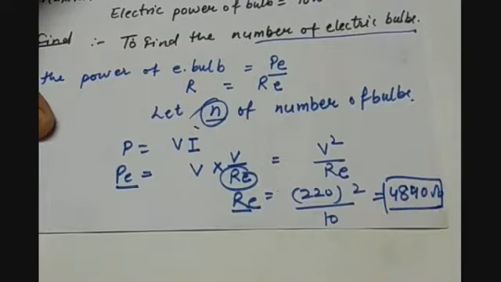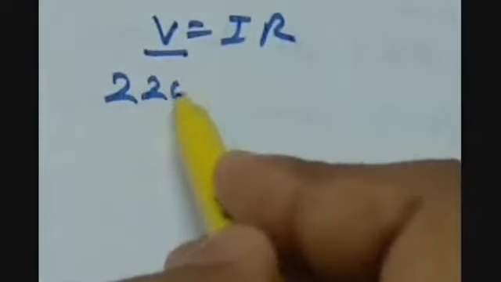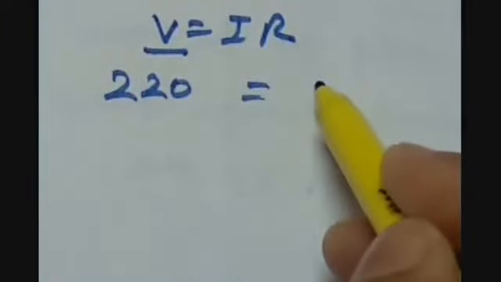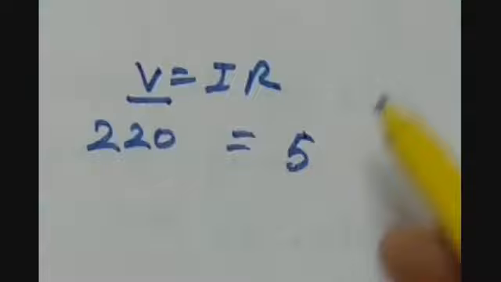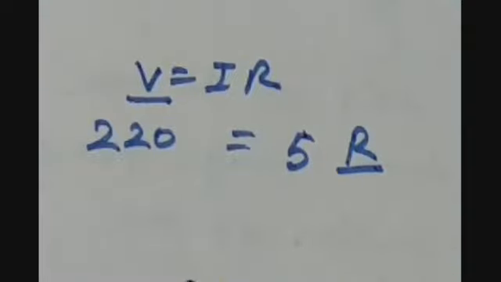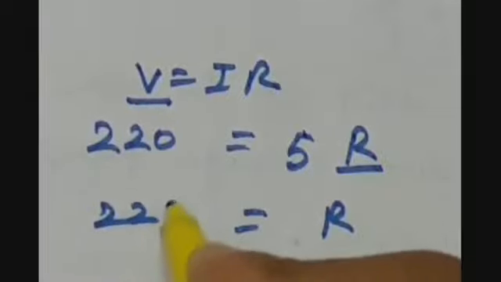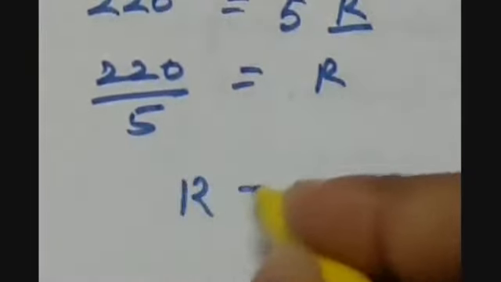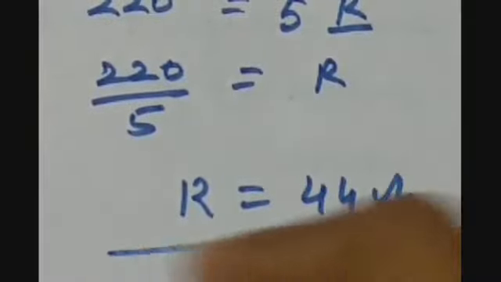Now we have to find out the R. Potential difference is given as 220 volts. Maximum allowed current is given as 5 ampere and the resistance is unknown. So the resistance will be 220 upon 5. So this value comes out to be 44 ohms. So we have R as 44 ohms.